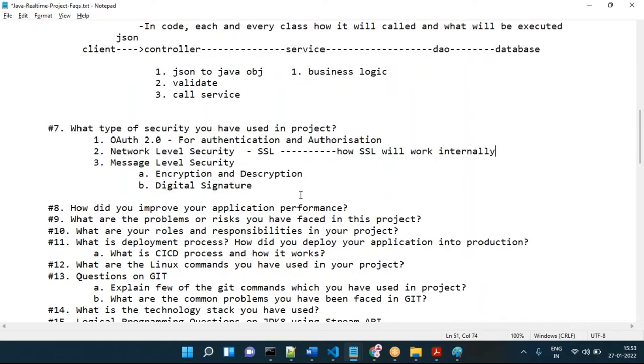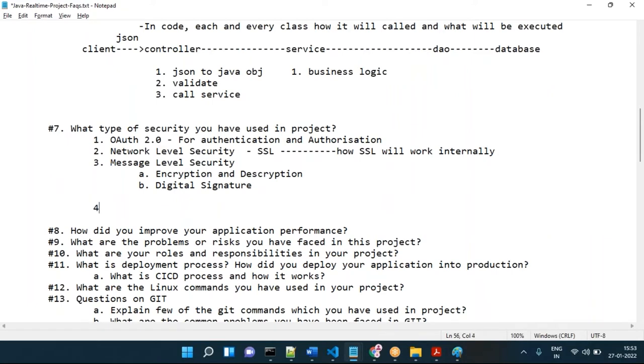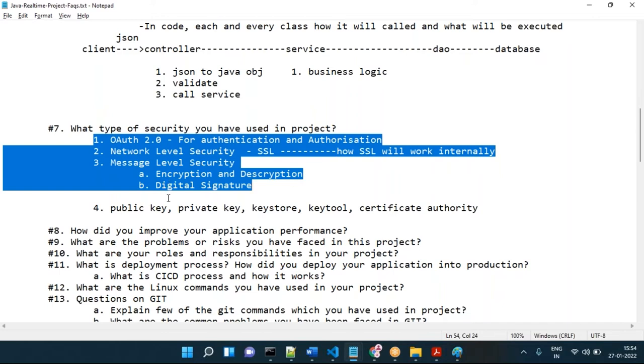We will explain everything clearly, team. To cover this, you should have strong knowledge of what is a public key and what is a private key, what is a key store, what is keytool, and also what is a CA. CA stands for certificate authority. You have to be clear on everything here, team. If you know all these things, it will be easy to understand this tough topic.